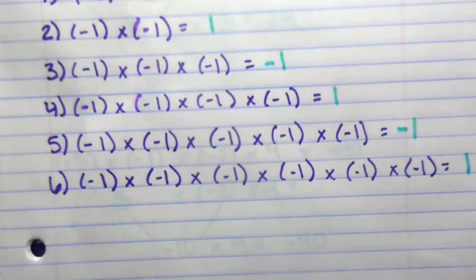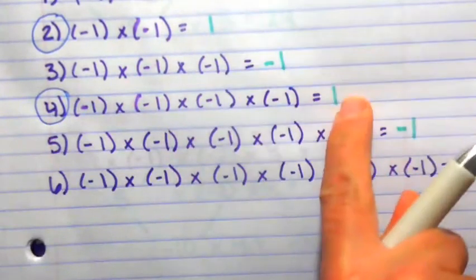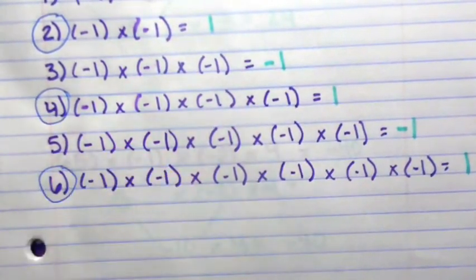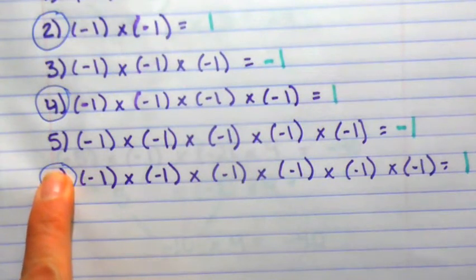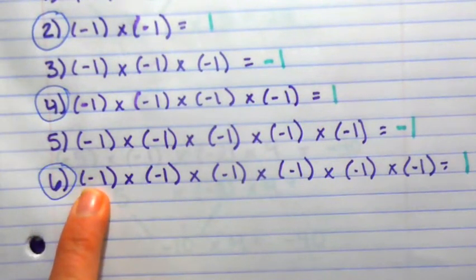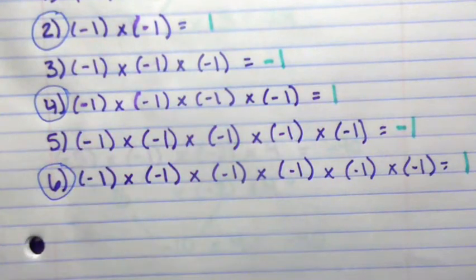And I want you to notice something. My answer is positive here, here, here. And if I had 8 of them, then it would be positive. 10 of them, even numbered. If there's an even number of negatives being multiplied, your product is going to be positive. If there's an odd number of negative numbers being multiplied, your product is going to be negative.